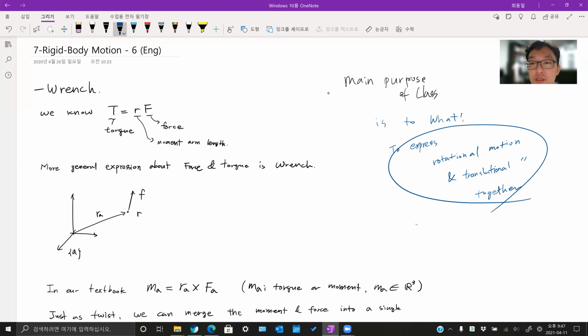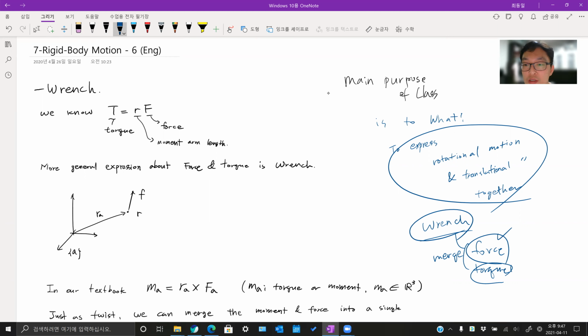Similarly, in force, there are two main components: one is force and one is torque. This is about linear motion. This is about rotational motion. So these two concepts can be merged by wrench. So wrench includes force and torque.